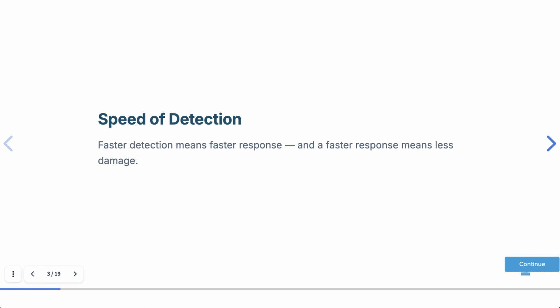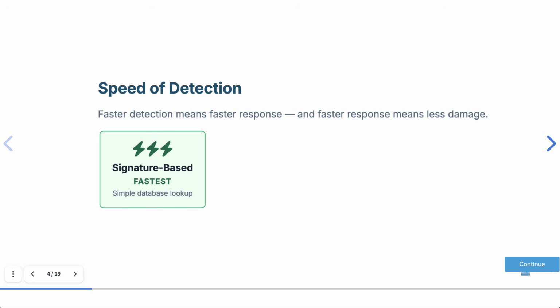Speed of detection. Faster detection means faster response, and a faster response means less damage. When an attack begins, every second counts. A ransomware attack can begin encrypting files within seconds of infiltration. The faster a detection system generates an alert, the sooner an analyst can respond. The key variable is how much computational work the system does per packet. More work means slower detection.